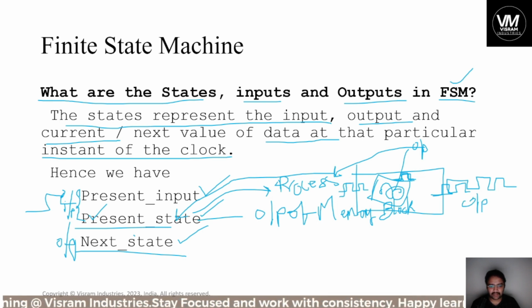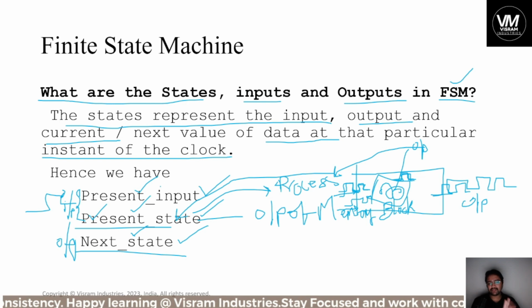And at the beginning of the clock, and at the particular interval of the clock, we are giving both present input and present state. You will understand in the diagram later, but these are all the inputs and outputs. Present input, present state, and next state are the three states available in the FSM implementations. What is their purpose? Their purpose is nothing but holding the value at the particular instant of the clock.